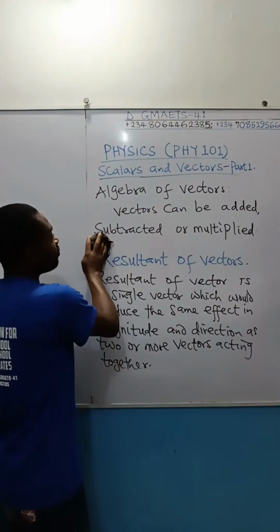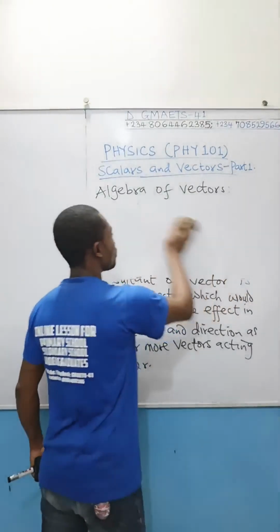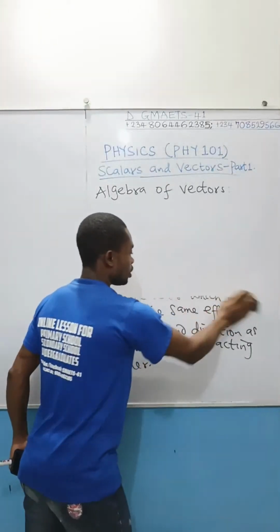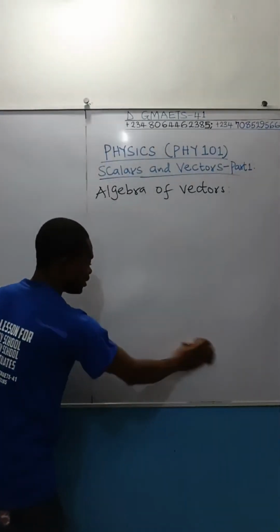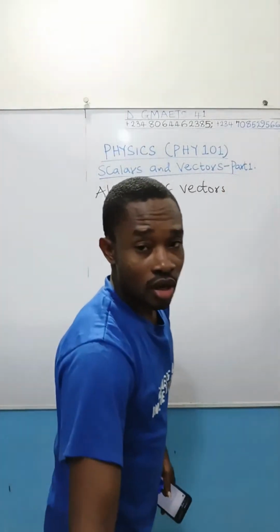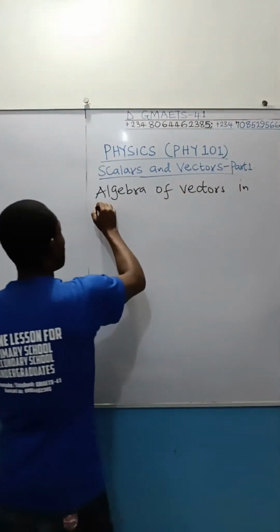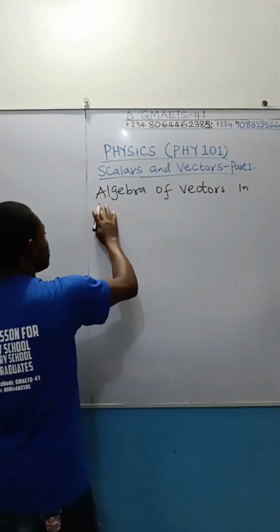Let us look at algebra of vectors in one dimension. Let's see how we find the resultant. How can you get the resultant of vectors in one dimension? Algebra of vectors in one dimension.